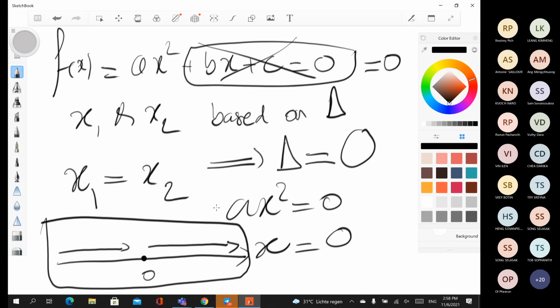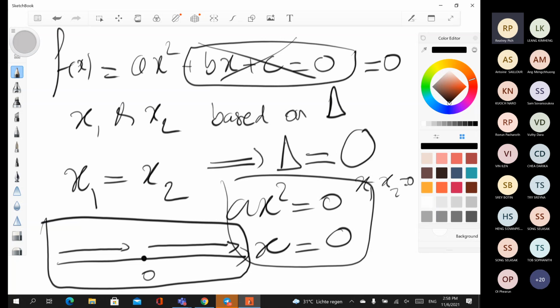You see, you have two values here, x1 equal x2 equal to 0. This is a very easy example case.